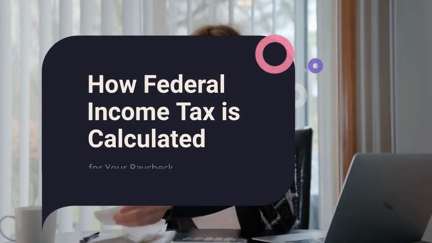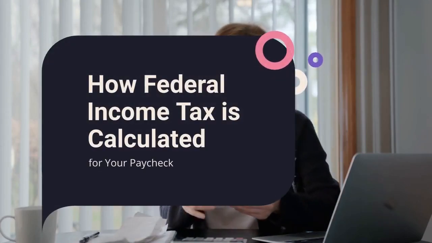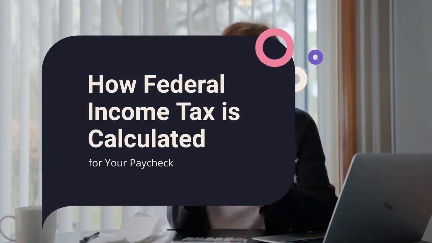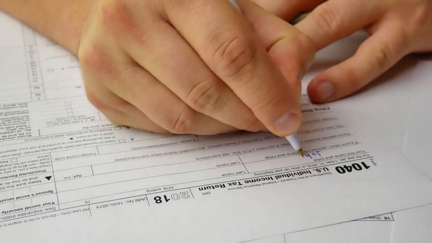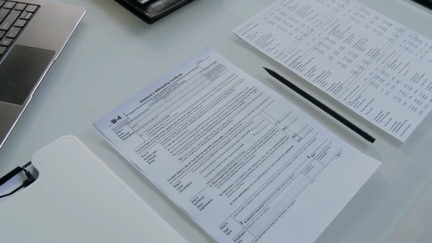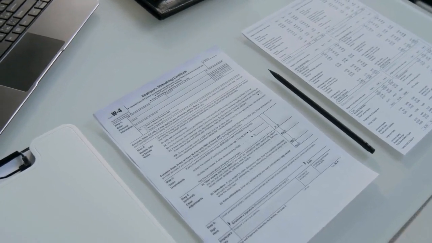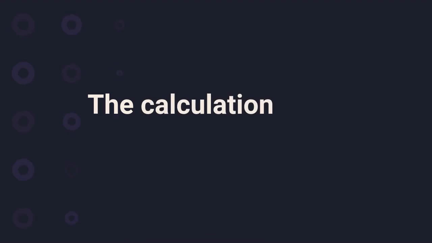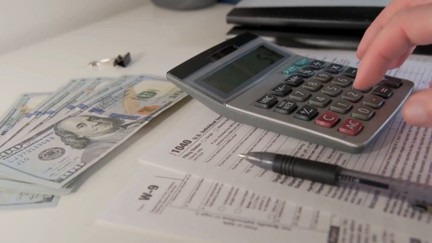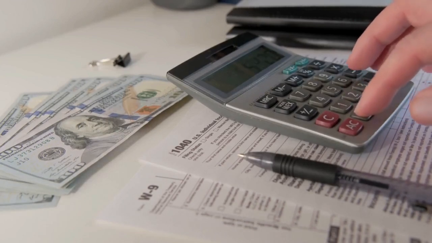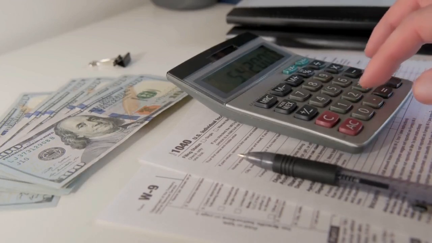Let's break down exactly how federal income tax is calculated for your paycheck. It all starts with the Form W-4 you fill out when you start a job. This form is your instruction manual to your employer, telling them how much to withhold. The calculation itself uses a few key pieces of information: your gross pay for that pay period, how often you're paid, and the details from your W-4.